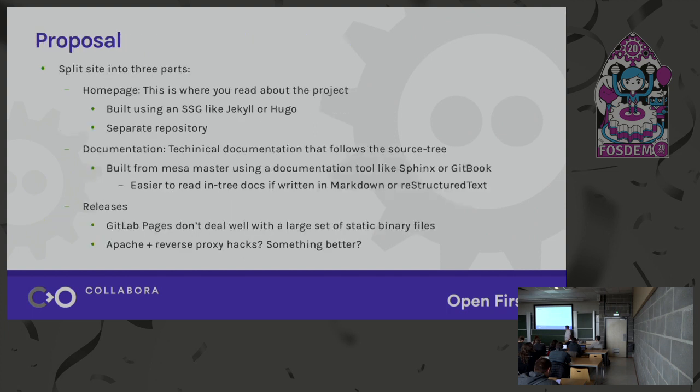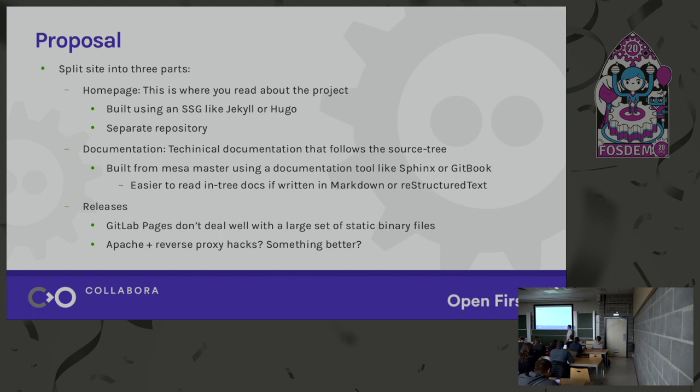So my proposal is to split it into three different sites. One is the homepage. That would be mesa3d.org. This is where you go to read about the project. It should be built, I think, using a static site generator like Jekyll or Hugo, it's not really important. The important bit is that it's easy to read and edit and work on.